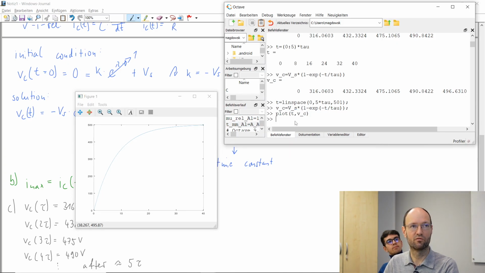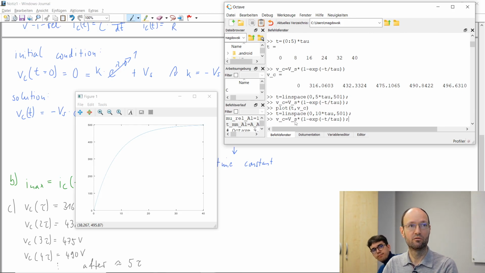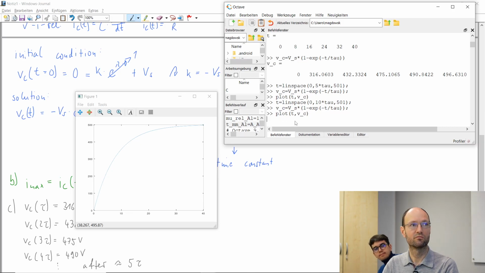And if I would wait for a longer time, so maybe up to 10 tau, recalculate and replot, then you see, okay, then it's really getting more or less constant and the voltage does not change anymore. So we could say here this would be the 5 time constants. So after, however exact you want to have it to be, after maybe 3 time constants, 5 time constants, the latest after 10 time constants or so, it's more or less fully charged.